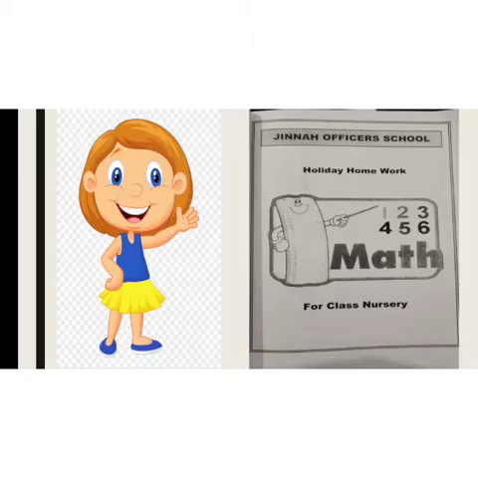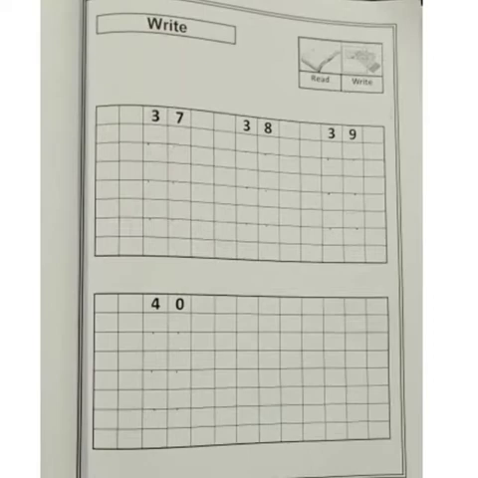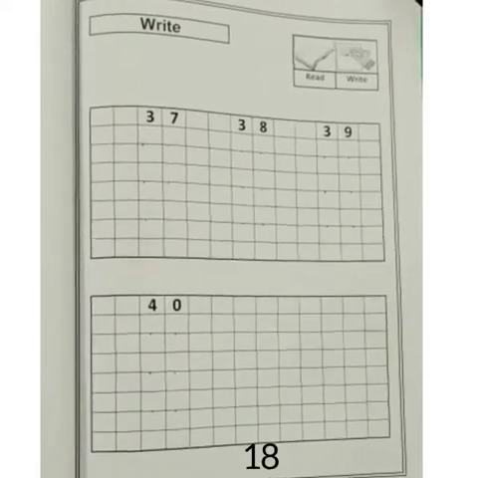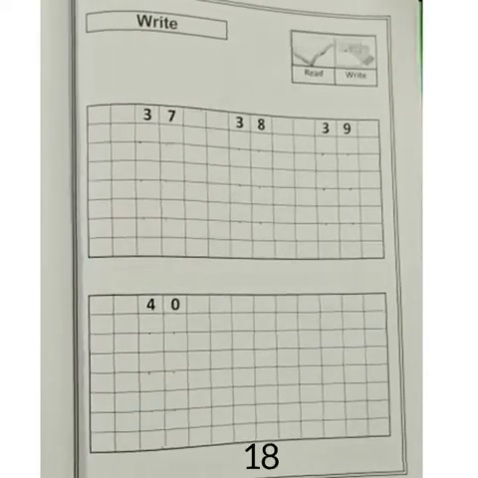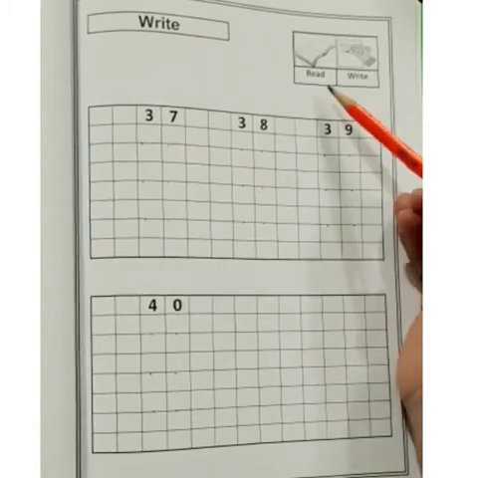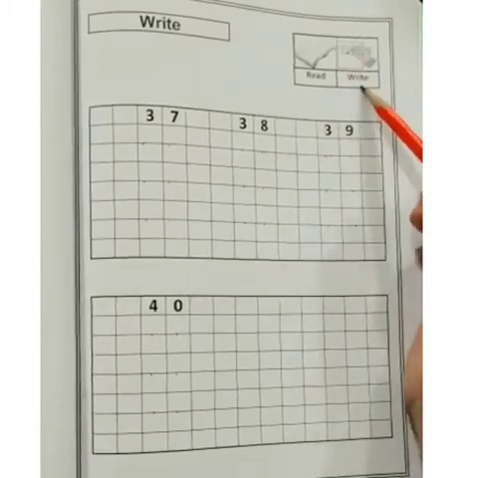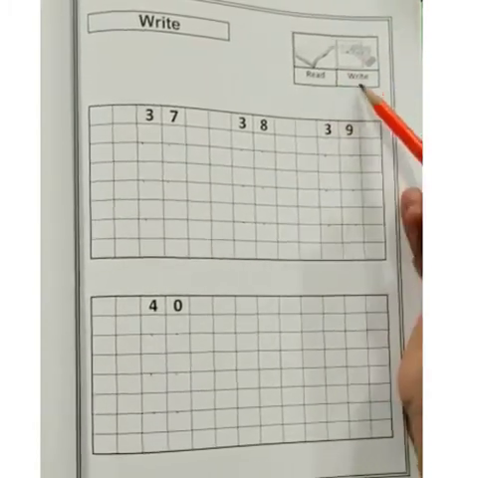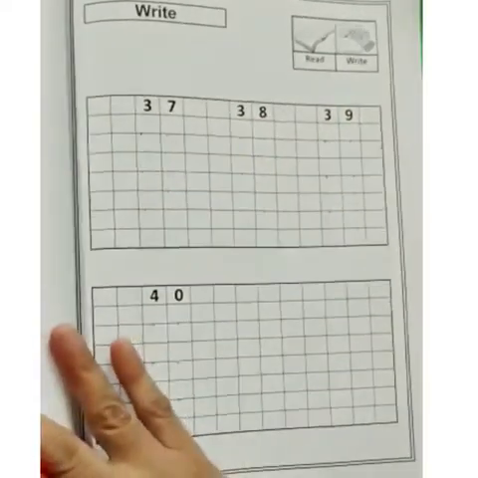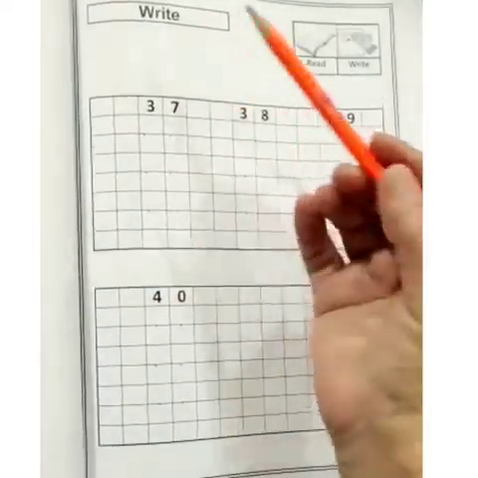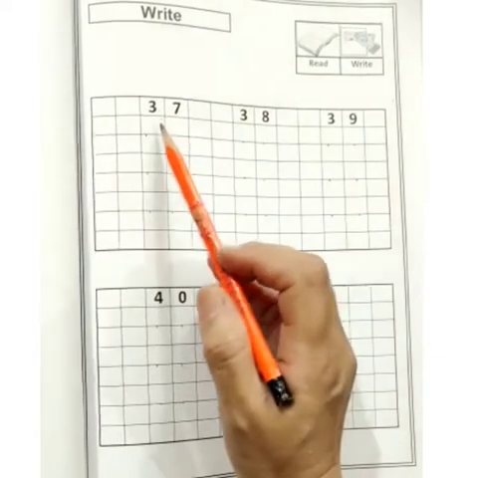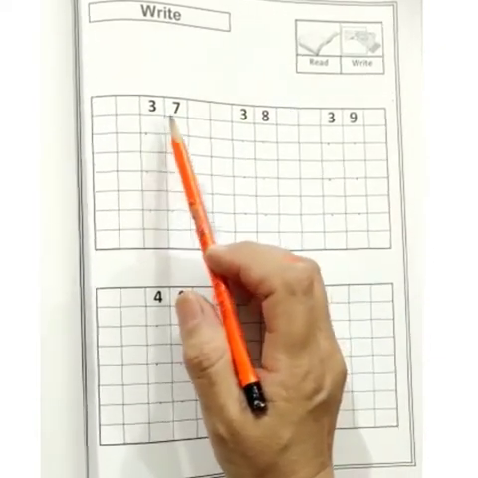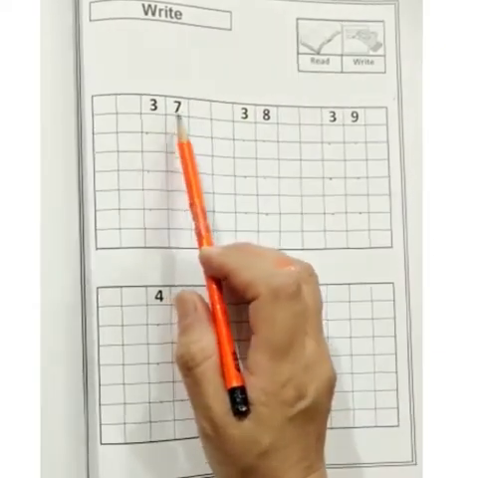Now take out your math work. Okay dear students, now open page number 18. First of all, read these icons. Read and write. Look at this. What number is this? This is 37.